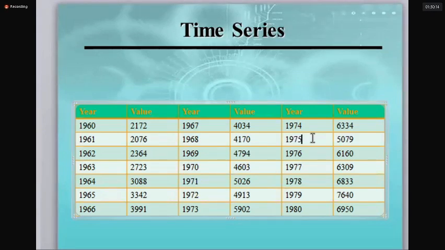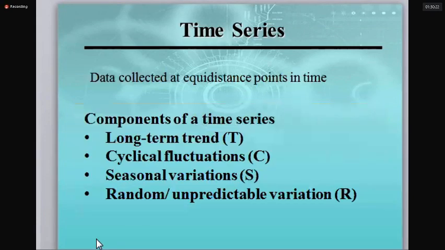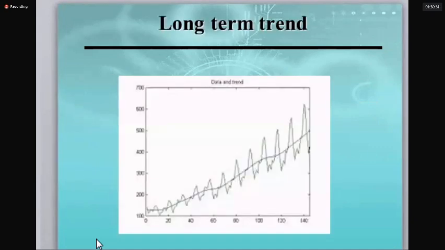So when we take the time series, when we get the data and make the plot, there are different components. If I explain like this, you may not understand. These are the components of a time series: trend, cyclical fluctuations, and seasonal variation. So if I explain by a graph, you will understand.